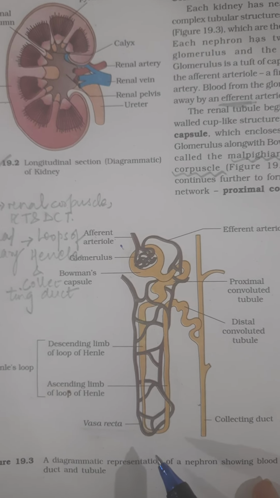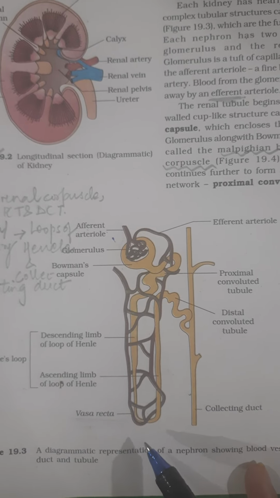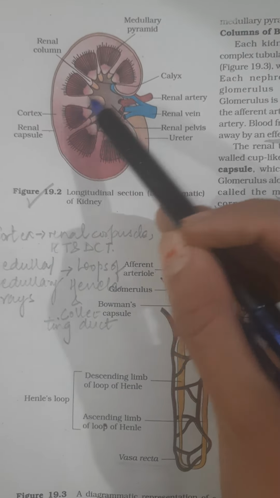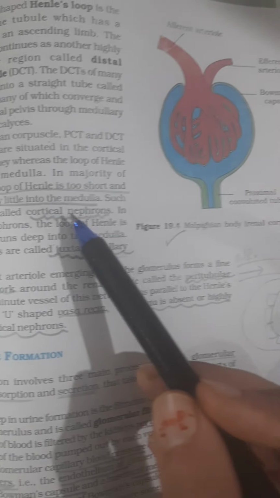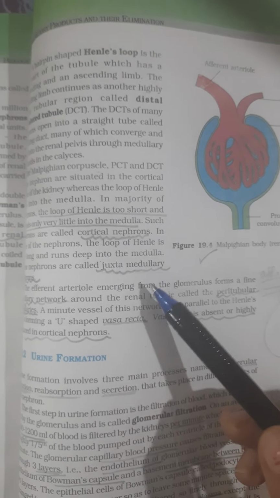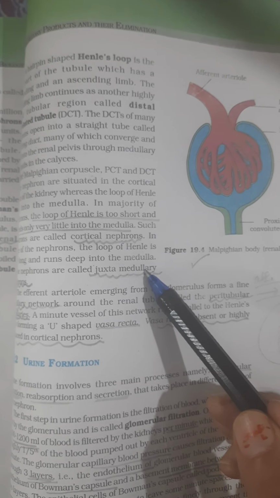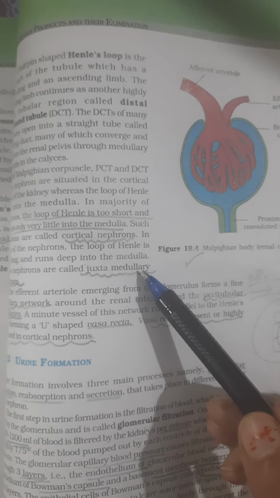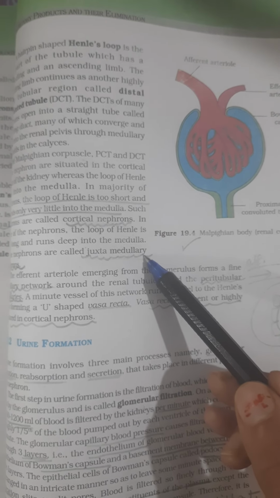There are two types of nephrons, children. One is present in the cortical region, another is present, a part of it is present in cortex and a part in medulla. So there are two types. One is referred to as cortical nephrons, which is present in the cortical region, and juxtamedullary nephron, which is present in the medullary portion. This type of nephron has a longer loop of Henle.